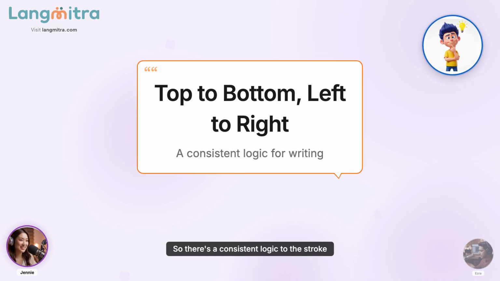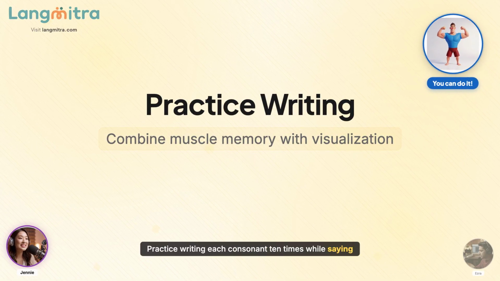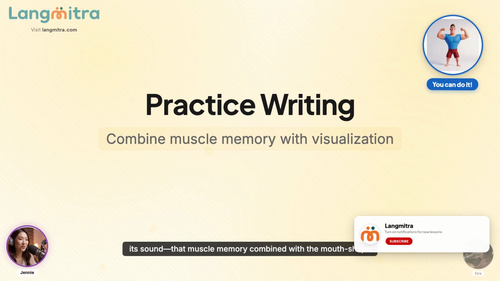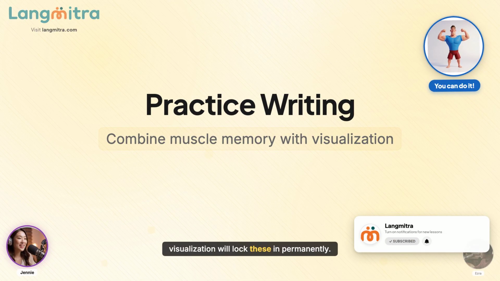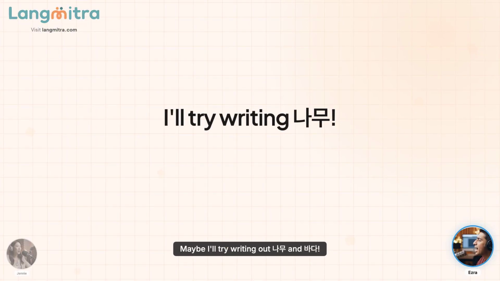So there's a consistent logic to the stroke order too? Generally, top to bottom, left to right. Practice writing each consonant 10 times while saying its sound. That muscle memory combined with the mouth shape visualization will lock these in permanently. I'm definitely going to practice tonight. Maybe I'll try writing out namu and pada.